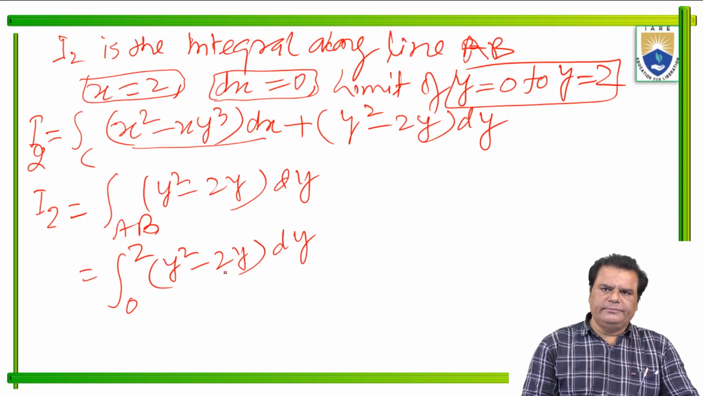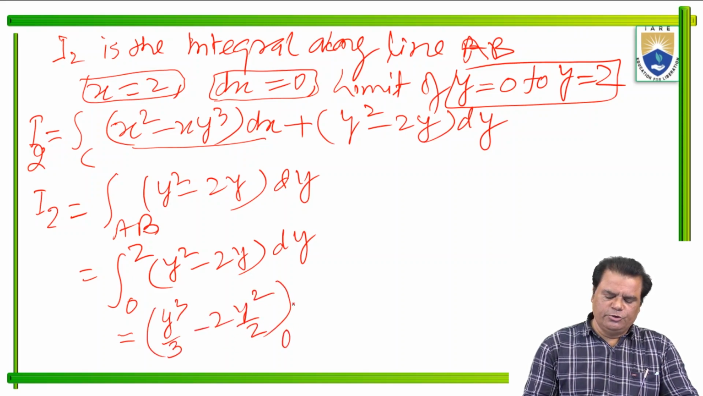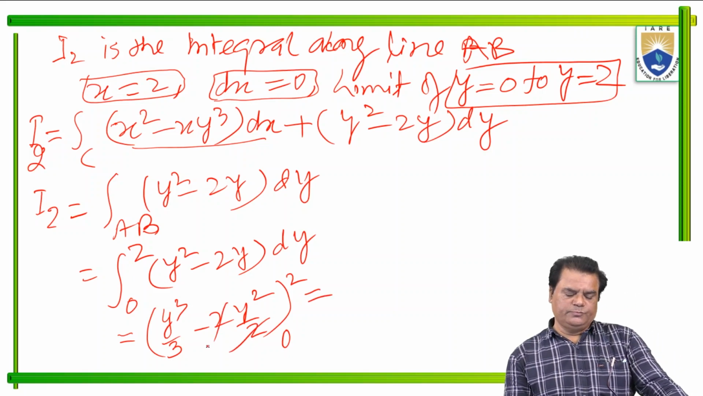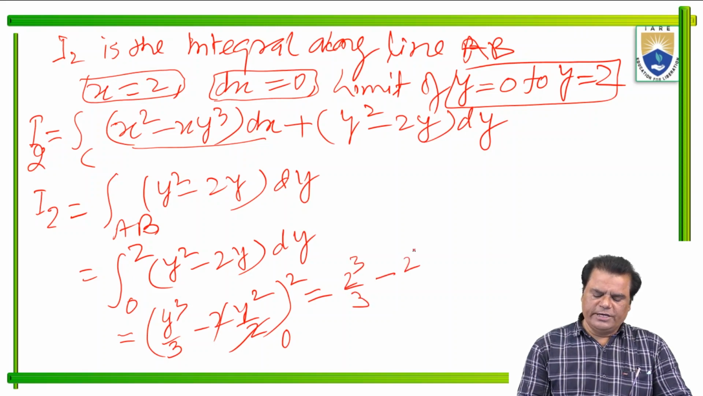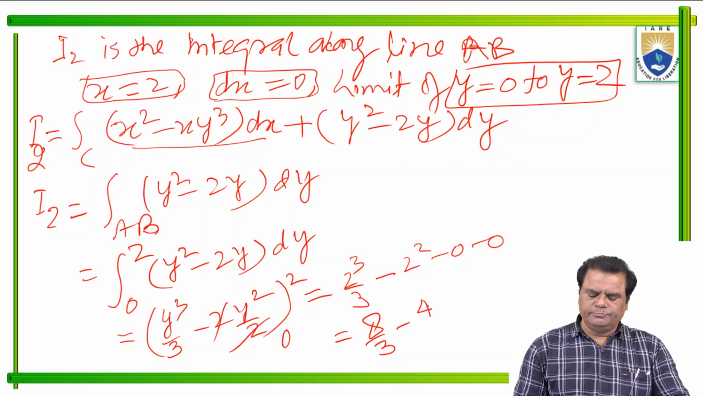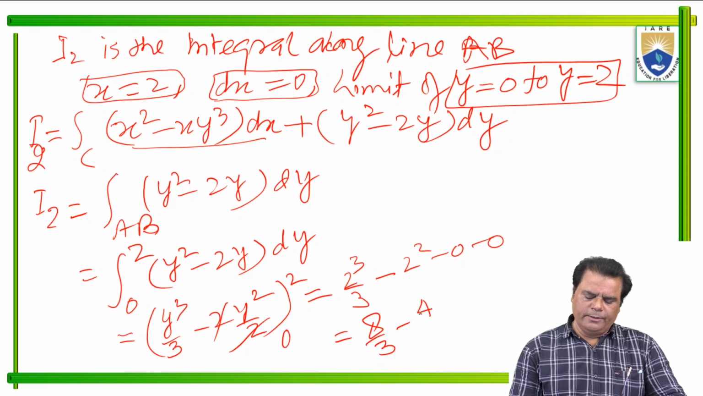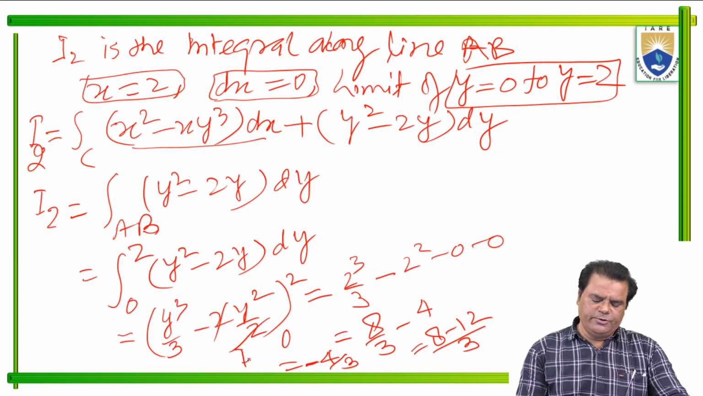Integrating, we get y cube by 3 minus 2y square by 2, putting limits 0 to 2. The 2s cancel, so we get 2 cube by 3 minus 2 square, minus 0. So 8 by 3 minus 4, which equals 8 minus 12 by 3, which is minus 4 by 3. This is the value of I2.